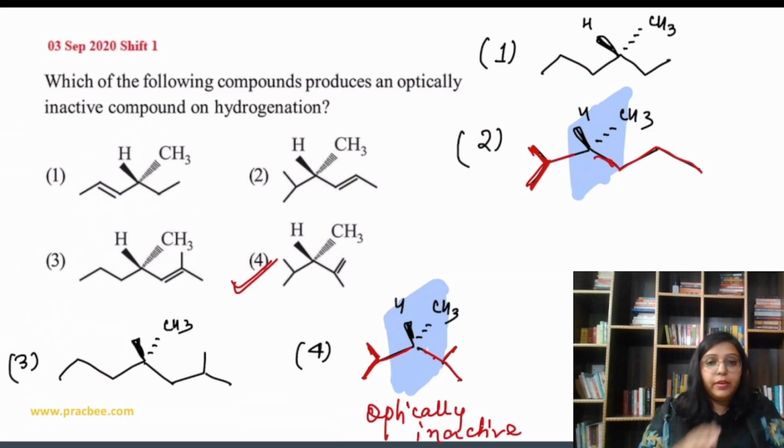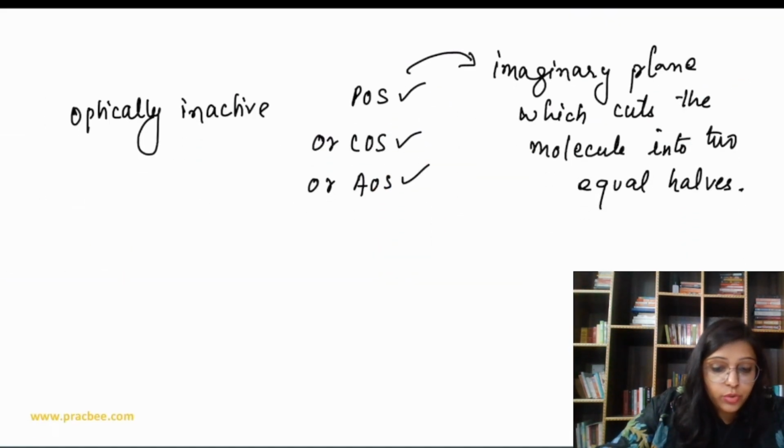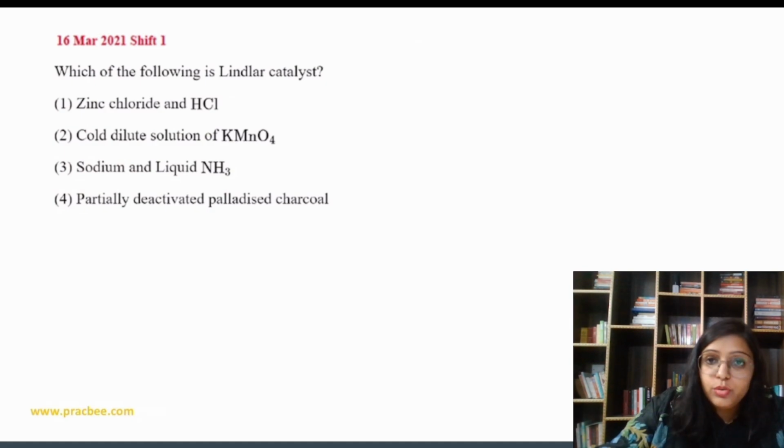So plane of symmetry is absent. So that is optically active. Clear? So option 4 is going to be the answer. Now let's do next question.